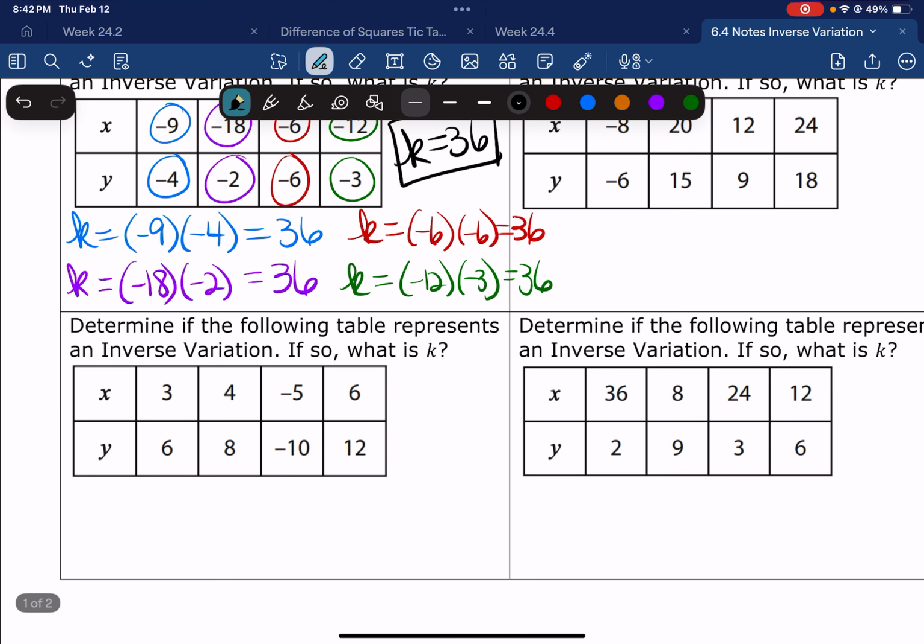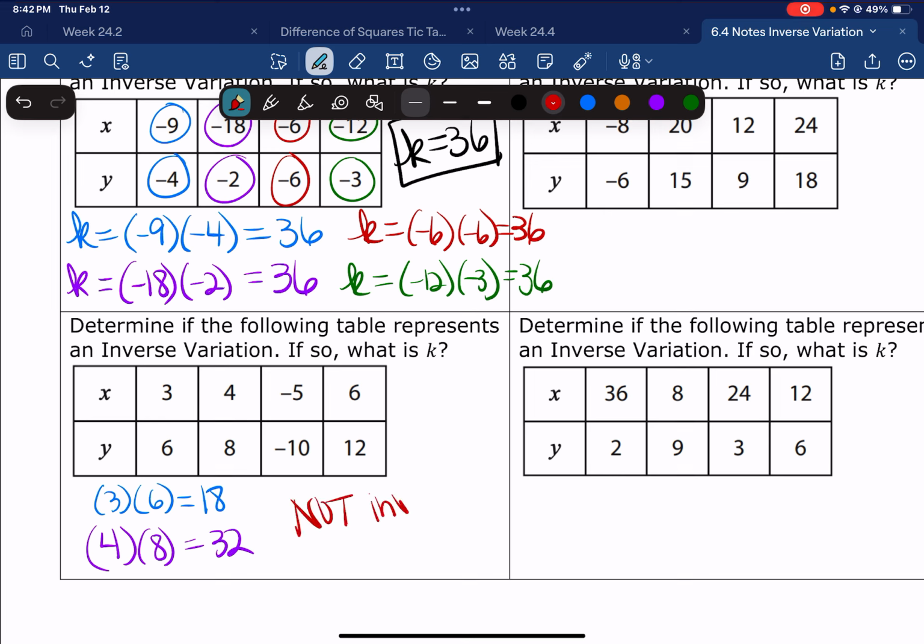Determine if the following table represents inverse variation. Well, let's multiply again. We've got positive 3 times positive 6. What is positive 3 times positive 6? That gives us 18. If I go to the next corresponding pair of values, I see a positive 4 times a positive 8. Well, 4 times 8 is 32. So it's already fallen apart. This is not inverse variation.